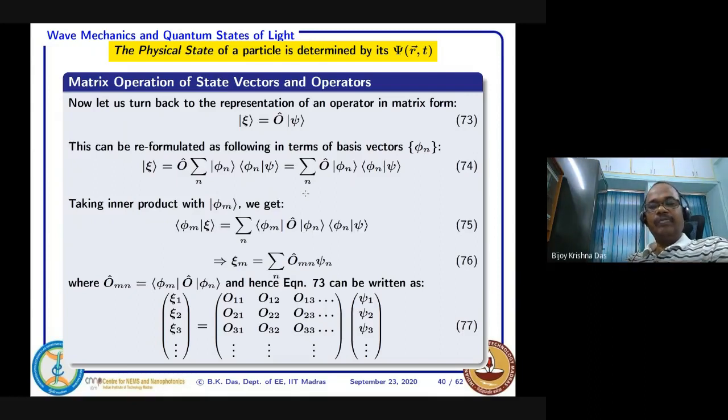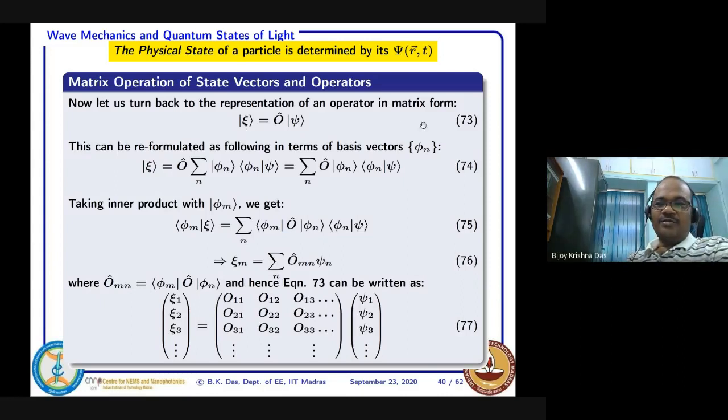Let us consider a wave vector psi in a given basis, and suppose a given operator O is operating. That can be a derivative, some kind of position operator, or even integration, whatever. This is an operator acting on a wave function. Practically, you have a function and you operate on it, but here you are representing it as a ket psi. When you operate on this, you get another ket vector, called xi here.